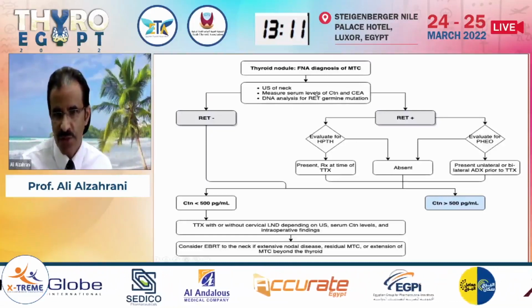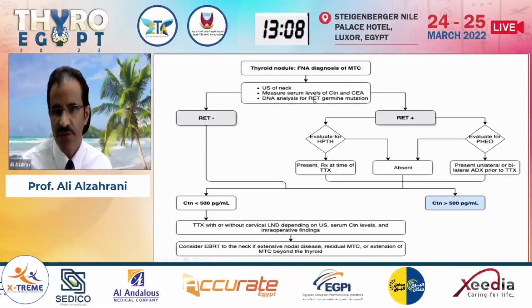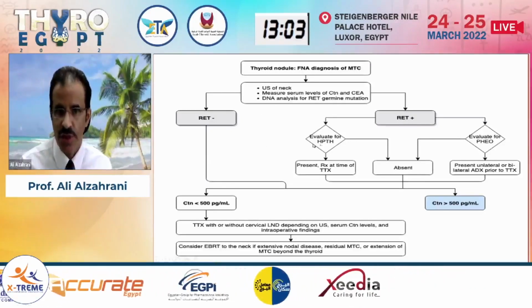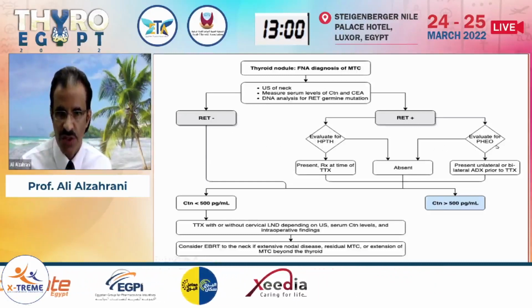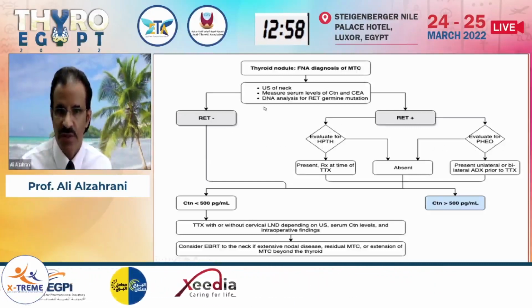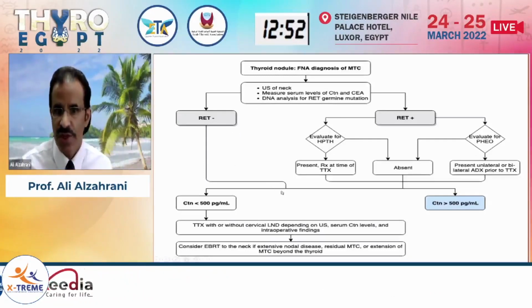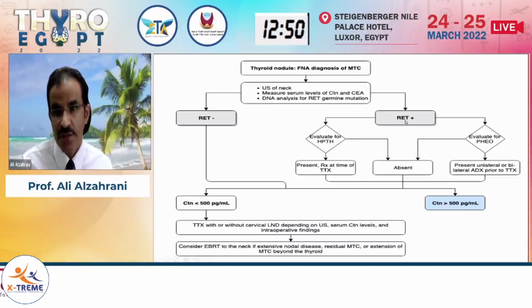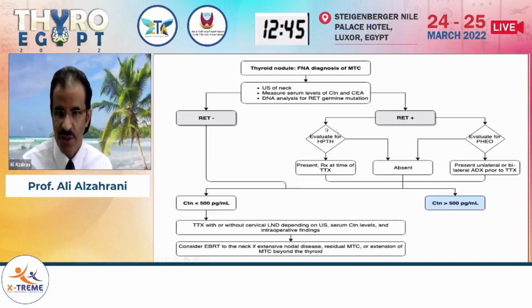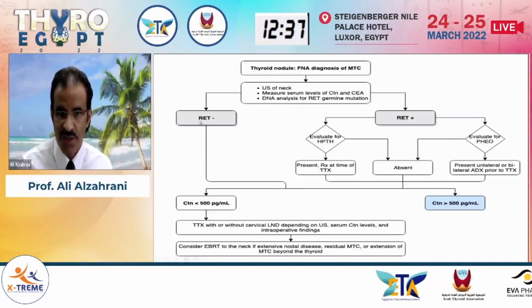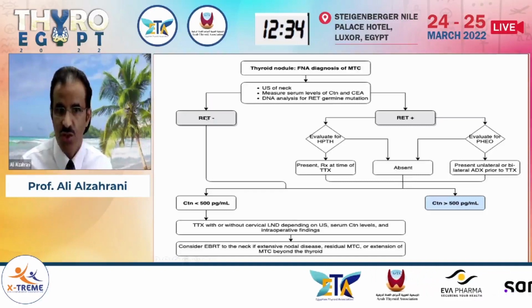Based on this, you can plan the next step of management. So if RET mutation is negative, this is not a familial disease. We don't have to worry about hyperparathyroidism or pheochromocytoma. We have to focus only on medullary thyroid cancer, which is sporadic in this case, and we will see what to do next. If, on the other hand, RET is positive, this is a familial type of disease, and we have to make sure that the patient does not have primary hyperparathyroidism or pheochromocytoma before proceeding. If they don't, the management again is similar to the RET negative disease.